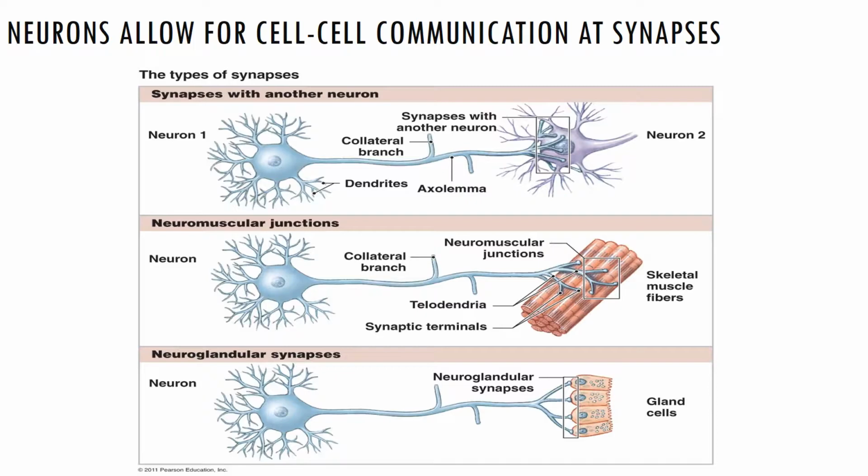This slide shows you how neurons can synapse with other neurons for cell-to-cell communication. You can have a synapse with another neuron. You can have a synapse at a neuromuscular junction or a neuroglandular synapse. All of these will allow for cell-to-cell communication between neurons with a neuron, a muscle, or a gland.